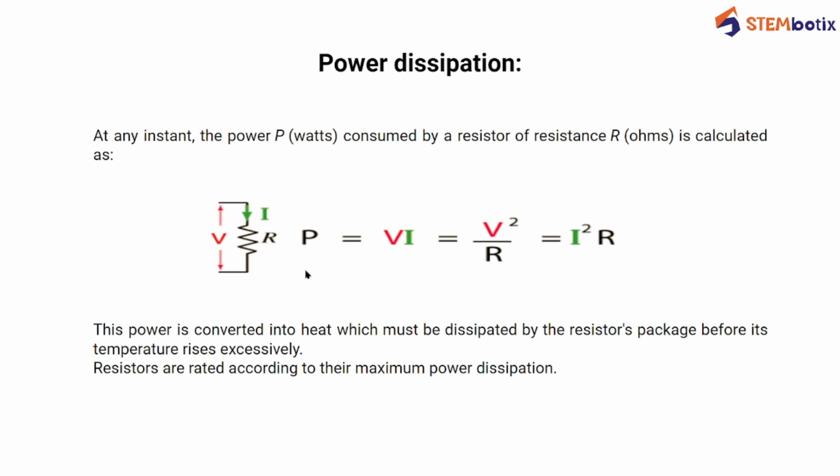So this power is converted into heat, which must be dissipated by the resistor's package before its temperature rises excessively. Resistors are rated according to their maximum power dissipation. So the ratings of particular resistors are set so that they do not exceed or increase the temperature.